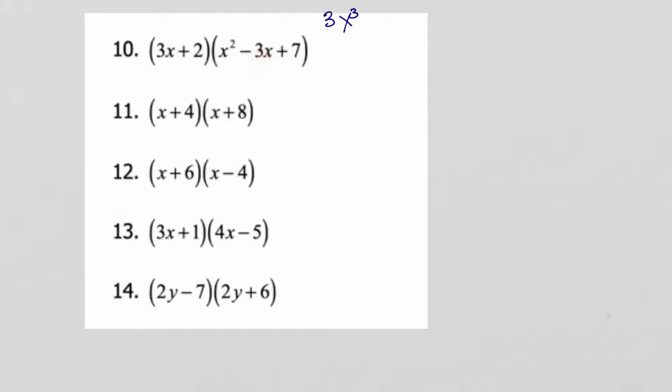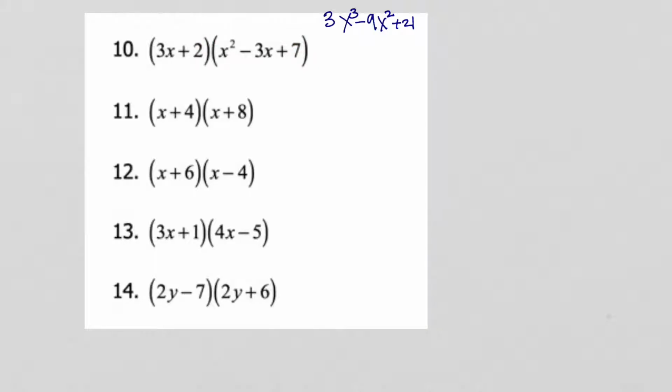3 times negative 3 is negative 9. X times x is x squared, so minus 9x squared. And then 3x times the 7. 3 times positive 7 is positive 21. So I've taken the 3 all the way through. Now move over to the 2. Take it all the way through, and then we'll combine any like terms.